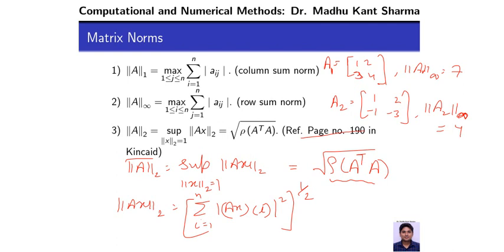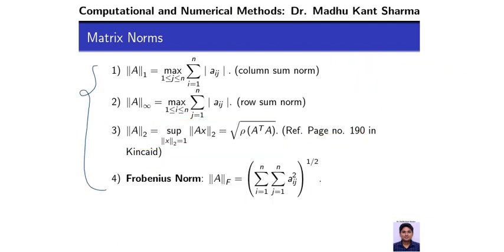For detail, you can refer to page number 119 in Kincaid. Because it requires some more theory like singular value decomposition and so on, we don't want to go into detail. So the two norm, by definition, is the square root of the spectral radius of A transpose A. We can use this as a definition for finding the two norm, and then it will be very easy to find the two norm for a given matrix.